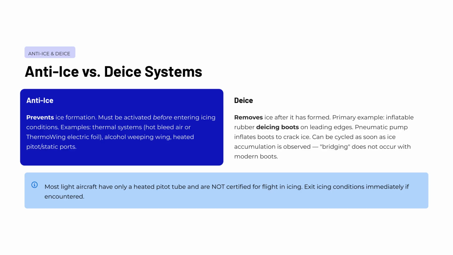The majority of light general aviation aircraft have nothing more than a heated pitot tube and are not certified for flight in icing conditions. If you inadvertently encounter icing, your only approved course of action is to exit those conditions immediately. Do not attempt to continue flight hoping conditions will improve.